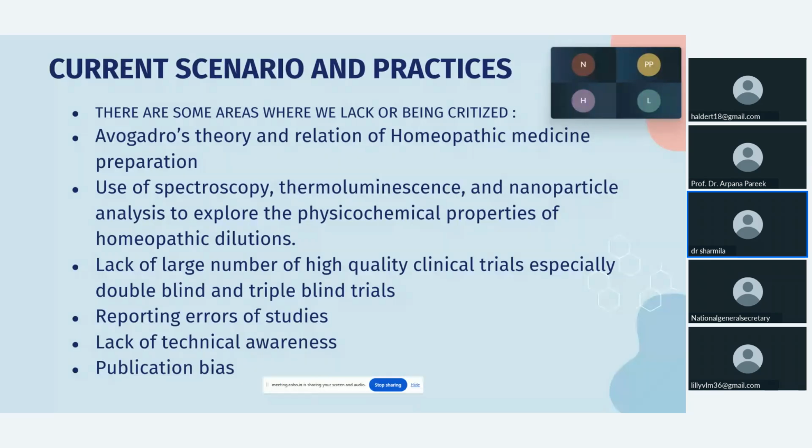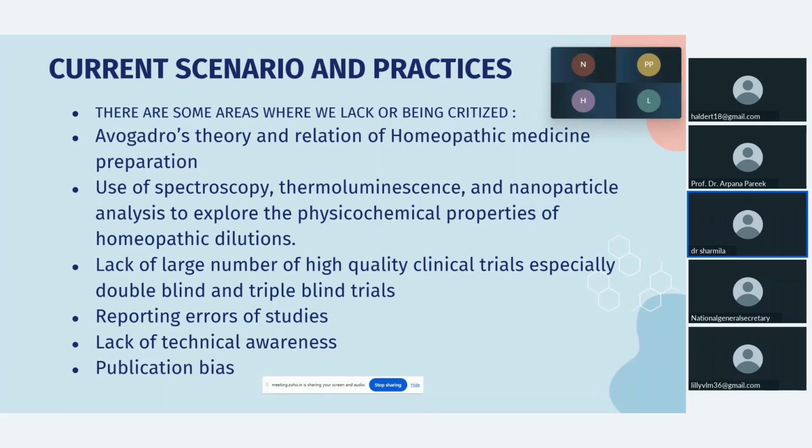And I'll say that we are also working on such entities as Avogadro's theory and its relationship to homeopathic medicines. You can search on Google and see what this theory is and what articles there are regarding this. Then the use of spectroscopes for nanoparticle analysis to explore the physicochemical properties of homeopathic dilutions, whether our dilutions have any effect or any power, and how they act.